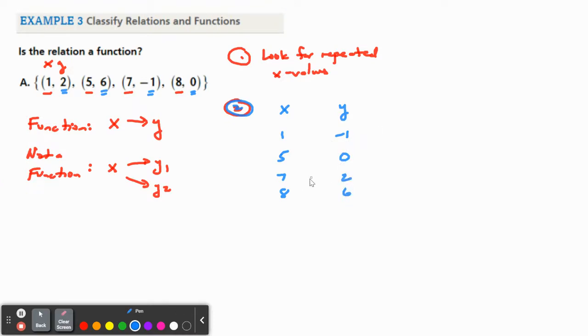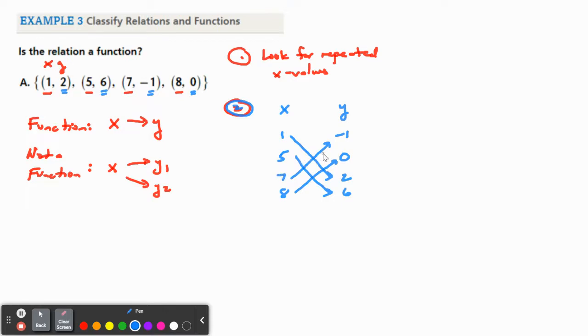And now I'm going to map them. I'm going to draw arrows from the x's to their corresponding y's. So this 1 corresponds to a 2. This 5 corresponds to the 6. The 7 corresponds with the -1, and the 8 corresponds with the 0. And you can notice that each x only has one arrow going from it. So that also makes me believe that it is a function.